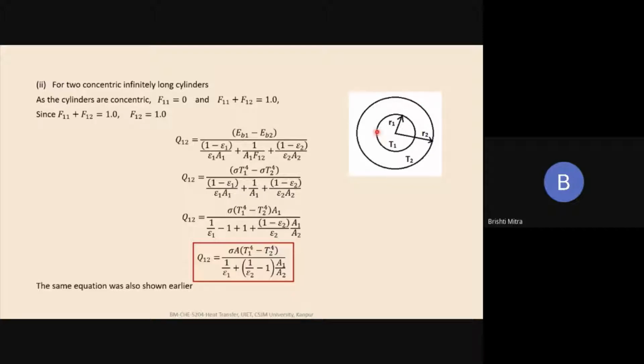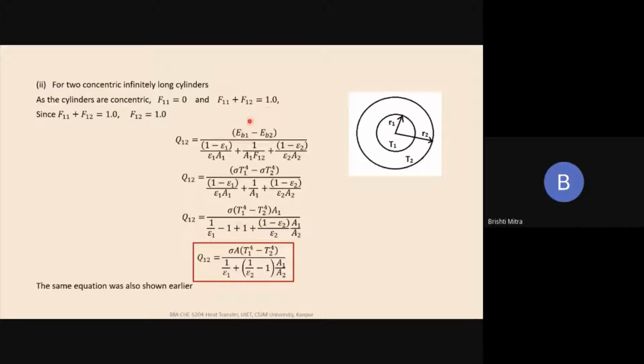Now, whatever radiation goes out of surface 1, the only direction in which it can go is outwards. And if it can go outwards, nothing is falling on itself. So F11 is equal to 0. And from the summation rule, you know that since there are only two surfaces, F11 plus F12 is equal to 1. Or we can say that F12 is equal to 1. That means whatever radiation comes out of surface 1, the only place it can go and fall on is surface 2. So the view factor F12 is equal to 1.